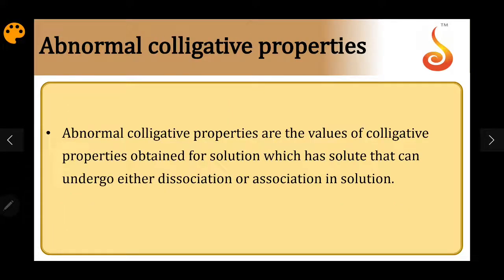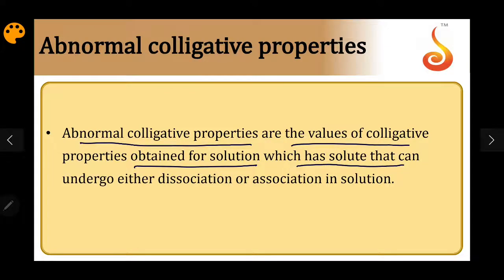Abnormal colligative properties. Abnormal colligative properties are the properties obtained in solution because the solute has undergone either dissociation or association in solution. So far whatever we discussed, we didn't consider any solute getting dissociated or associated, but if the solute is undergoing association or dissociation, then the number of particles in solution will change, and the value of colligative property will also change, because colligative property value depends only on the number of particles, not on its nature.